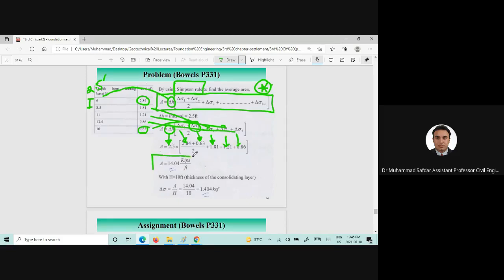So we will find out the area and then we will multiply it with the height or thickness of the consolidating layer. So we will come up with the delta sigma average of 1.404 KSF.